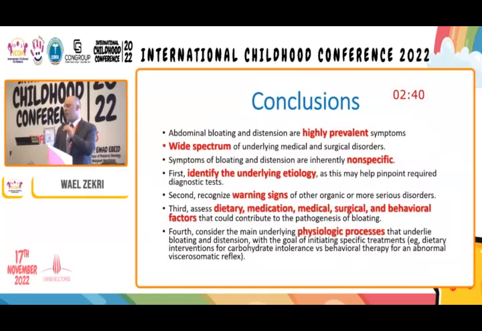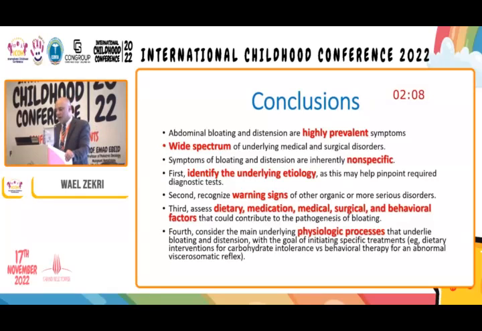Conclusion: abdominal bloating and distension are highly prevalent symptoms. They have a wide spectrum of underlying medical and surgical disorders. Symptoms of bloating and distension are inherently non-specific. I'm not dealing with specific symptoms, but they identify an underlying etiology. When I have an abdominal distension, I should not just treat the abdominal distension, but I should look for a structural underlying etiology. You have to remember the warning signs.